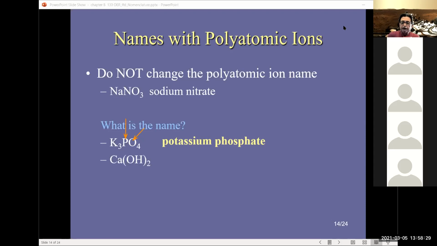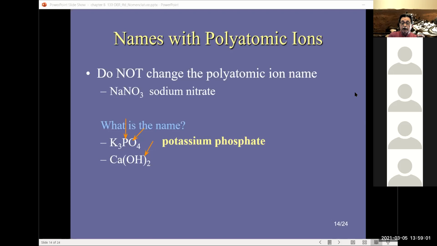In this case, you see a formula and then you see a parentheses. Automatically, when you see a parentheses, think polyatomic ion. So then you see inside the parentheses OH, that sends you to the table. You'll find that OH is the hydroxide. And so you have calcium hydroxide.